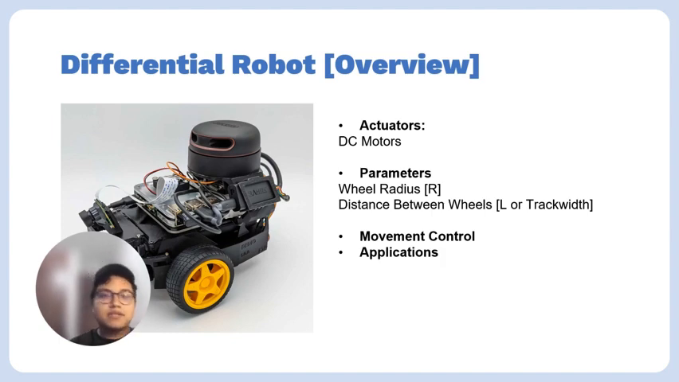A differential robot is a type of mobile robot characterized by its method of movement, which is controlled through two separately driven wheels, usually mounted on the same axis. The key characteristics are the following. First, the actuators. We are using in this case DC motors.